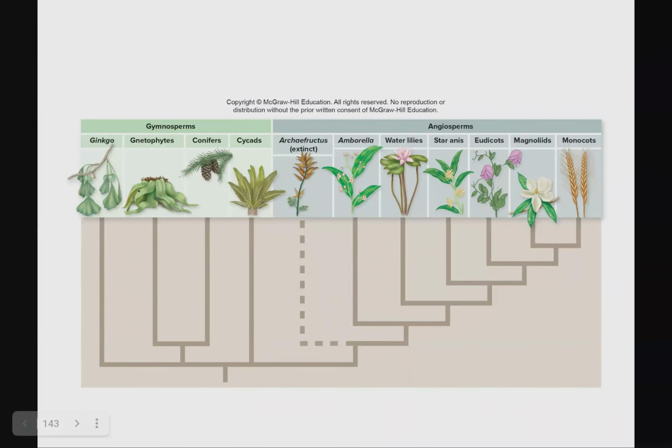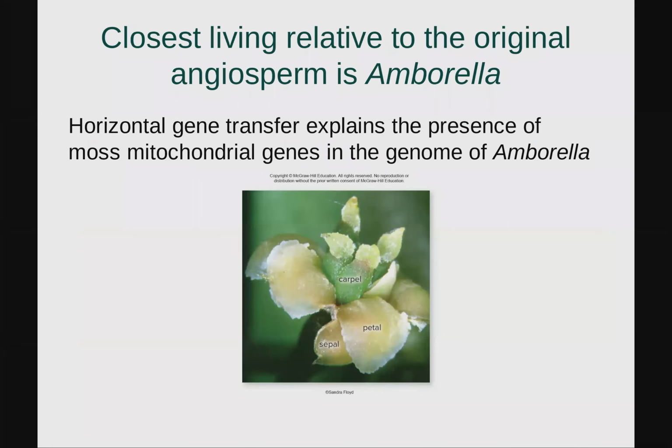Now, we just finished talking about the gymnosperms. Within the angiosperms, there are numerous groups, as you'll see. Beyond Archaeofructus, which is the extinct version, there are 6 groups we're going to talk about: the monocots, which we've sort of been alluding to, the magnoliids, so magnolias, the eudicots, which again we've been talking about, the star anise, the water lilies, and the Amborella. We're going to talk about all of these, but we'll first talk about the closest relative to the ancestral angiosperm, which is the Amborella.